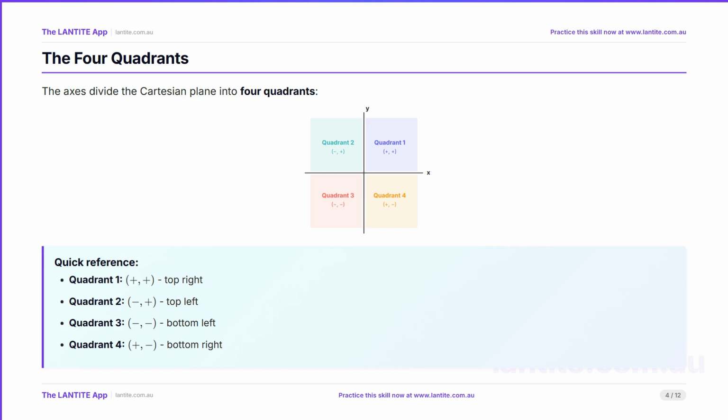On the LANTITE, you may need to identify which quadrant a point lies in, or plot points with negative coordinates, so make sure you are comfortable with all 4 quadrants.